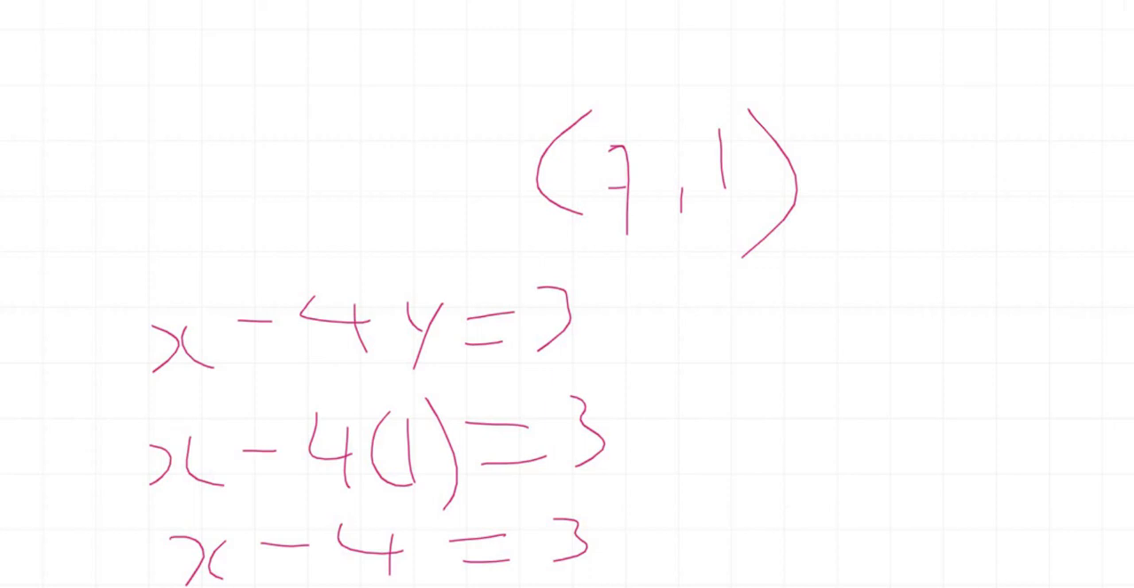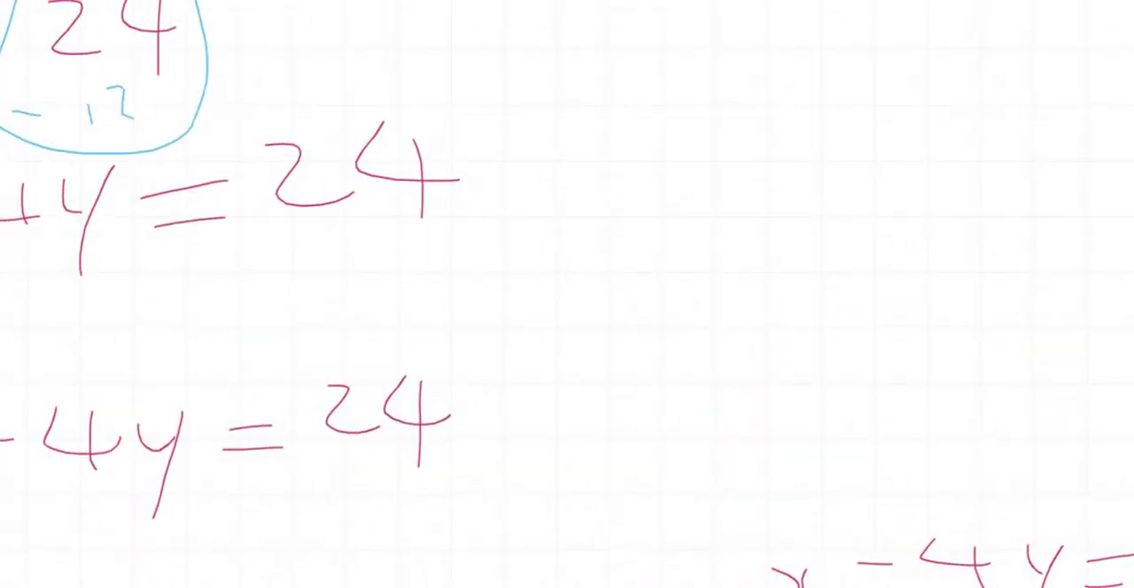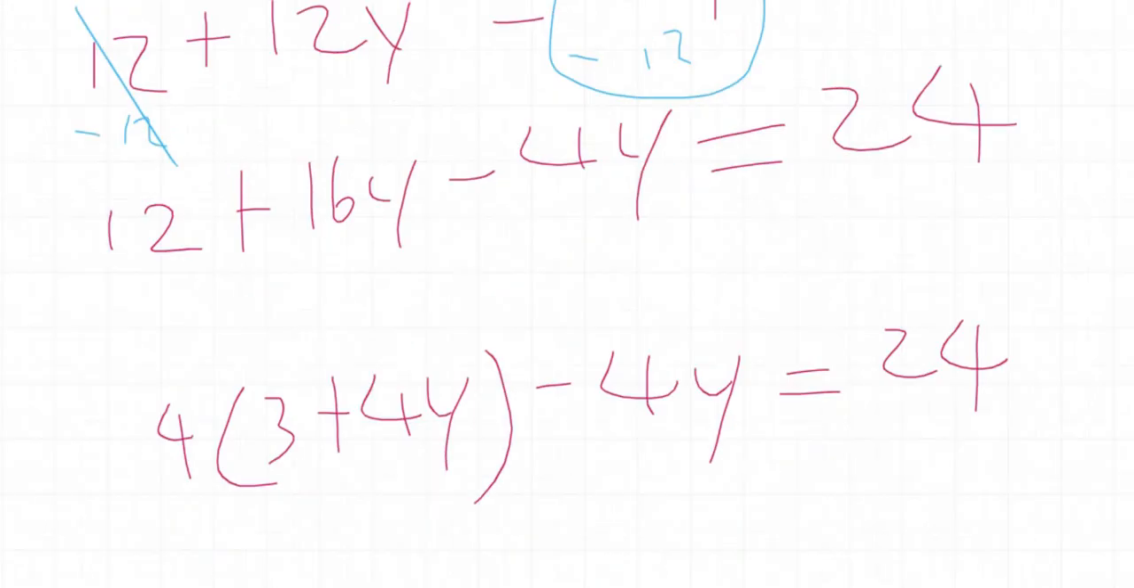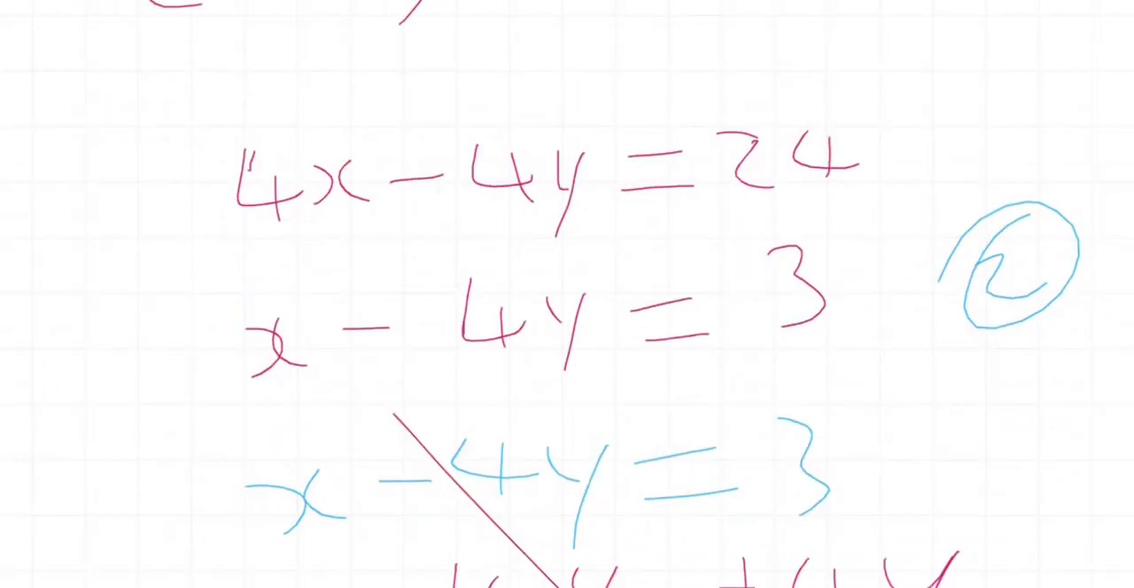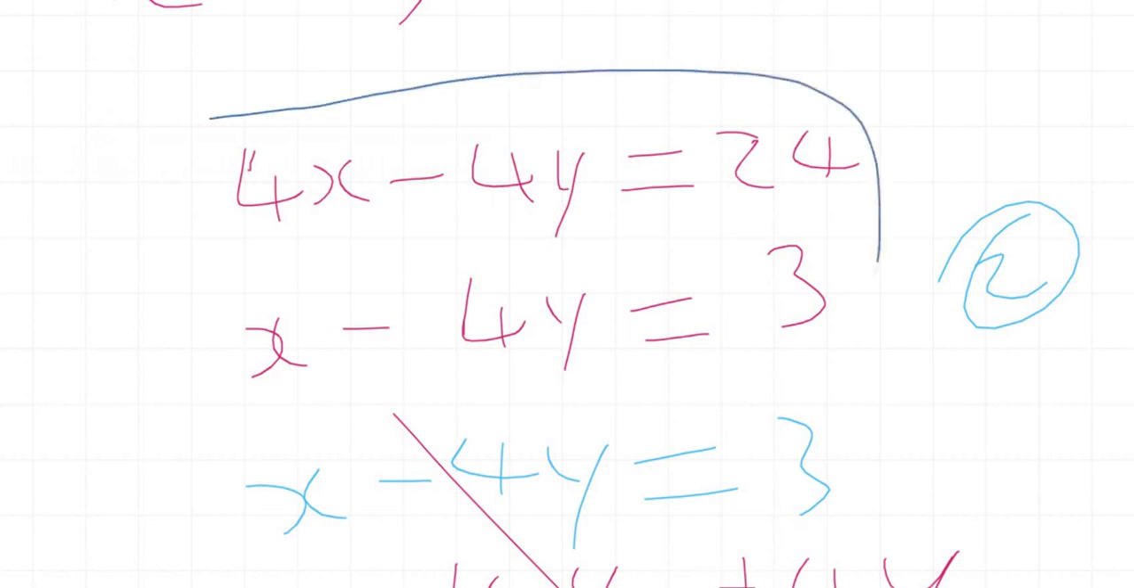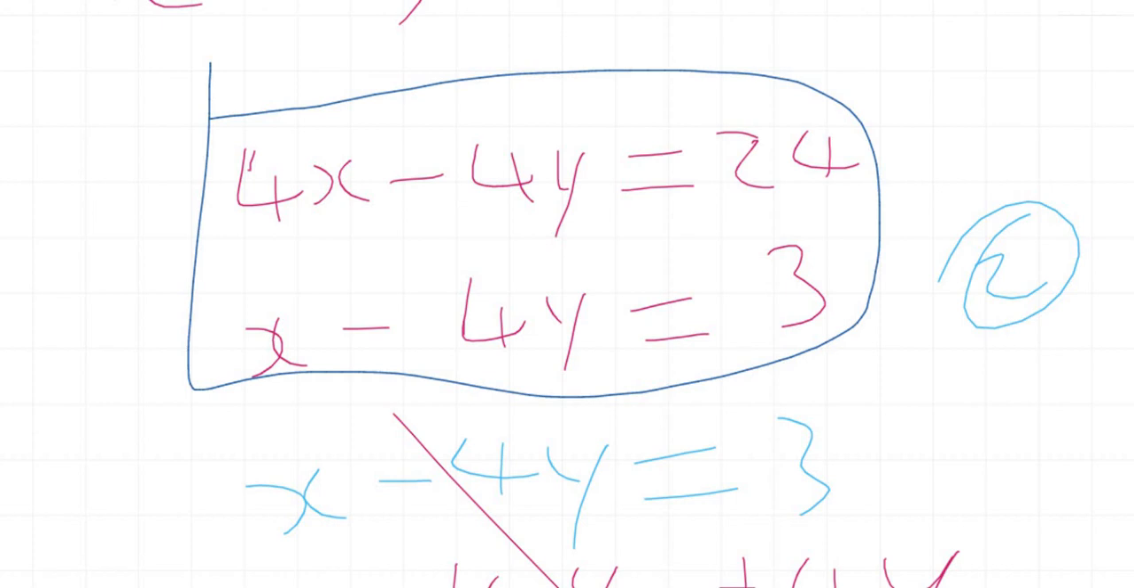Let us see if x is actually 7 and y is actually 1. We could use any one of the equations to prove it. So let's look at the equations that we have. If I choose to use equation 2 to verify my values of x and y, let's see: if x is 7, 4 times 7 minus 4, and y was 1. Let us see if this gives us 24.